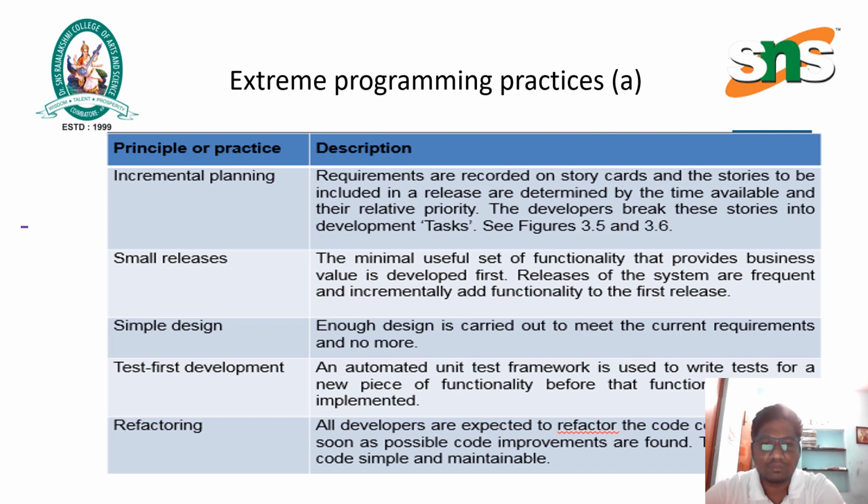Third is simple design. Enough design is carried out to meet the current requirements and no more. Fourth is test-first development. An automated unit test framework is used to write tests for a new piece of functionality before the functionality itself is implemented. Fifth is refactoring. All developers are expected to refactor the code as soon as possible improvements are found, to keep the code simple and maintainable.